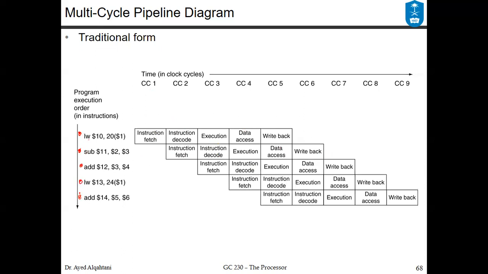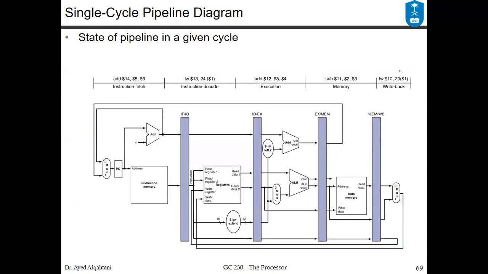So by the time this 5th instruction is fetched, the first instruction is already in the write back. So the load would be here in the write back. And then that would be the first instruction, second, third, fourth, and this is the last instruction. You just need to be aware of this, not to get confused.